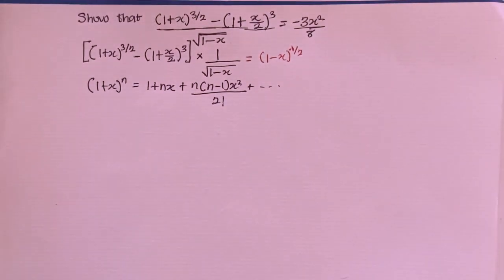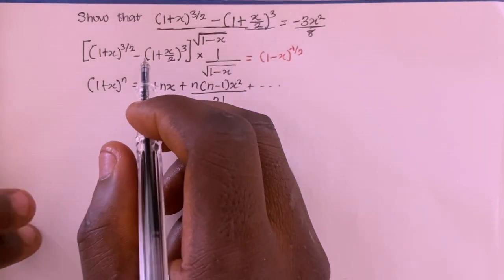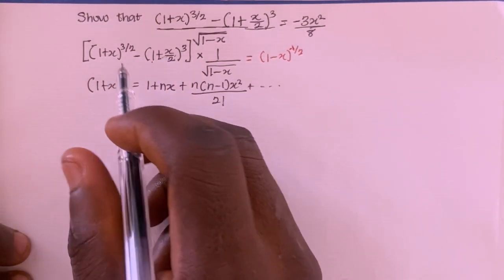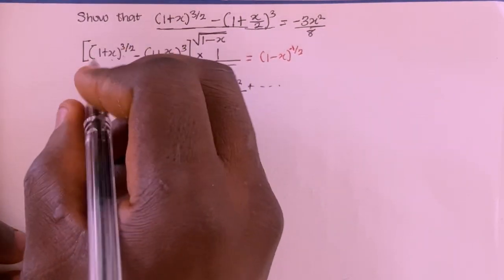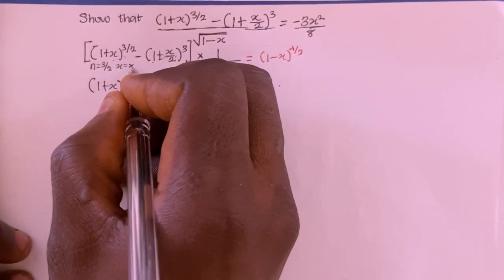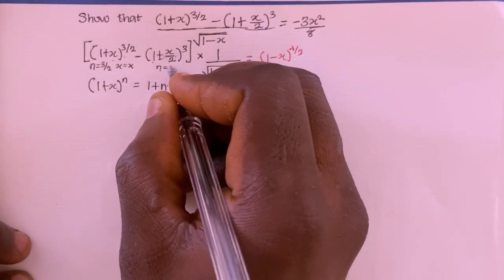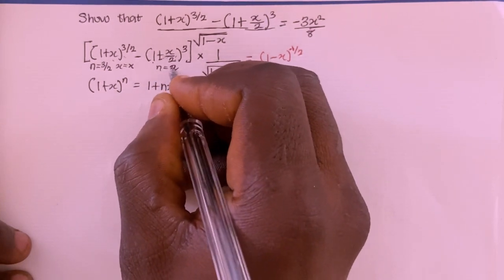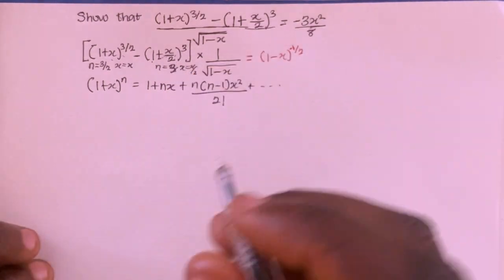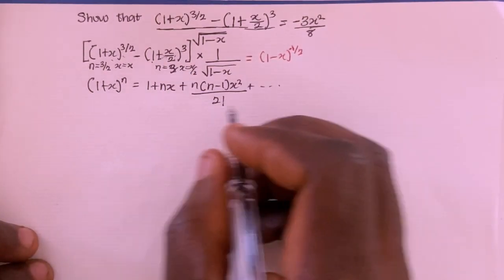So in this case, first thing I'm going to do is that I'm going to focus on this parenthesis. Then I'm having two expressions there. In the first, my n is equal to 3 by 2 and my x is equal to x. In the second, my x is x by 2 and my n is actually 3. So that's just it. So in this case, let me just go ahead and expand.